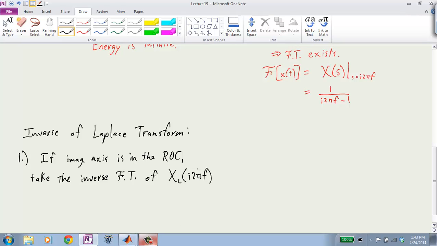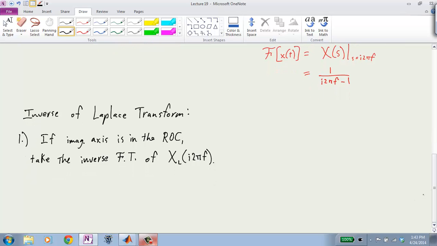So you take the Laplace transform, plug in i 2 pi f instead of s. That gives you a function of f. That should be the Fourier transform, so do the inverse. Okay, so there's one method. Of course, this only works if the Fourier transform existed, which would have meant that the imaginary axis was in the region of convergence. Okay, in general, do the following.